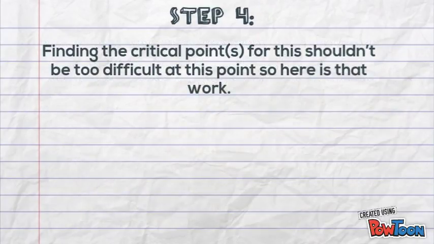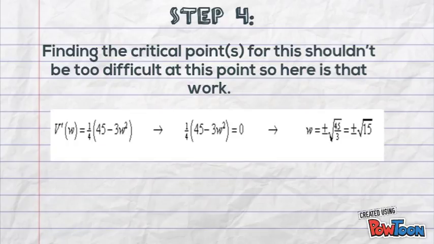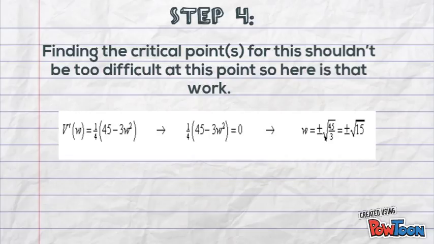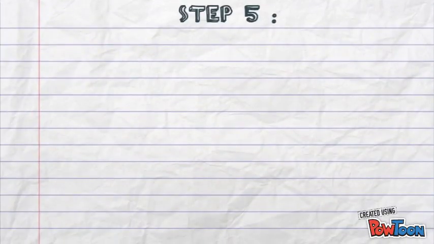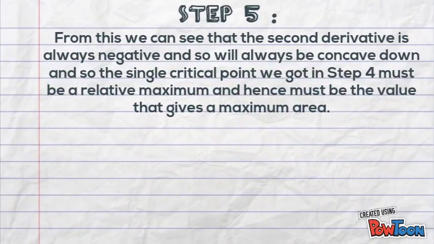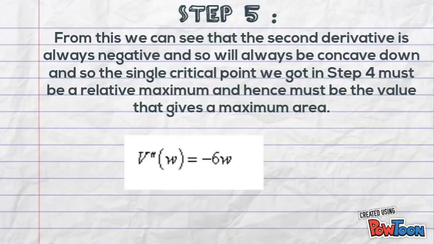Finding the critical points for this should not be too difficult at this point. So here is the work. From this, we can see that the second derivative is always negative, and so will always be concave down, and so the single critical point we got in step 4 must be a relative maximum and hence must be the value that gives a maximum volume. V double prime of W equals negative 6W.